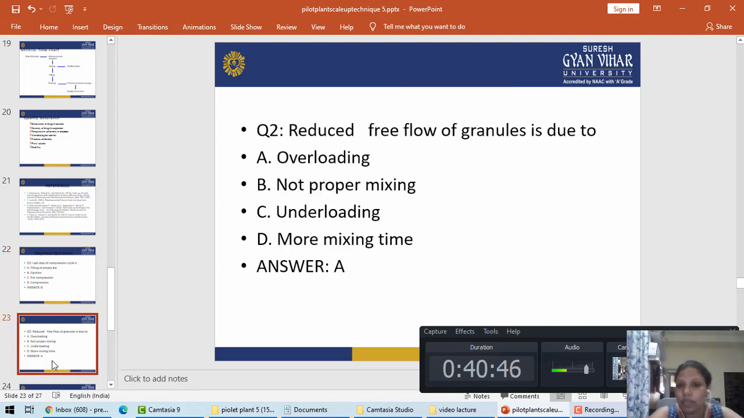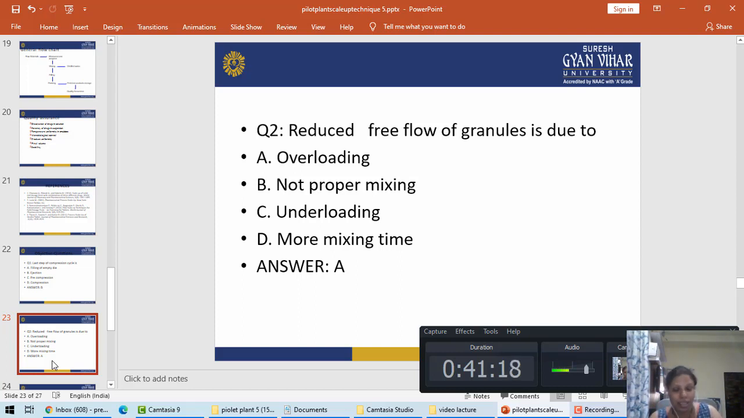Second is the reduced free flow of granules, which is due to how we fill the die. There is a hopper. From the hopper we fill the granules into the die, and the granules flow freely. So what are the things which may reduce the free flow of granules? Either it is overloading, not proper mixing, underloading, or more mixing time.